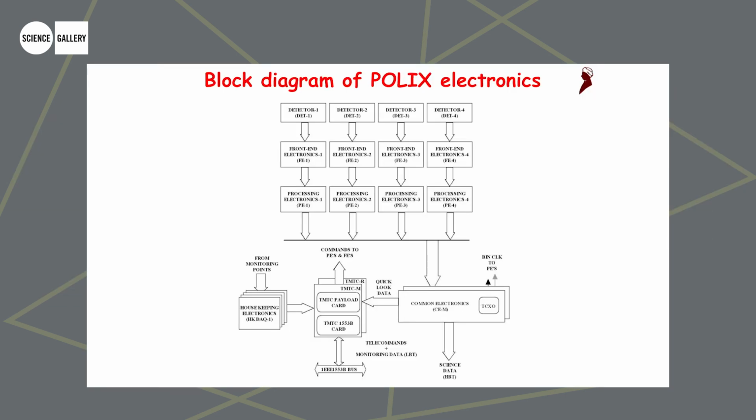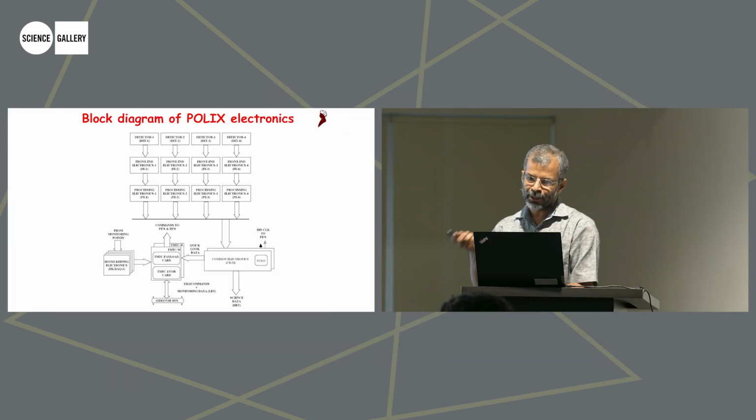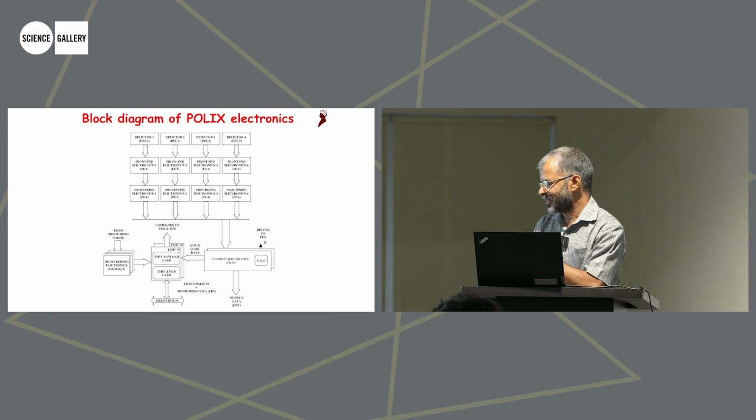So, this is the complete block diagram of our Polix system. As we have mentioned, there are 4 detectors, and all the 4 detectors have associated front end electronics, because as soon as we receive the X-ray photons, it will get converted into charges, and those charges, without any noise related interference, have to be amplified. Because of that, we have put the front end electronics right behind the detector pockets itself.